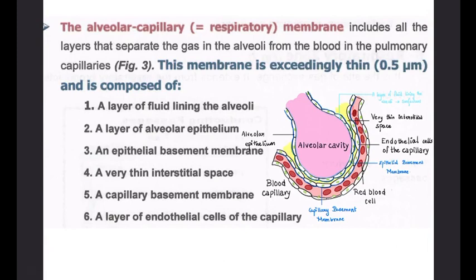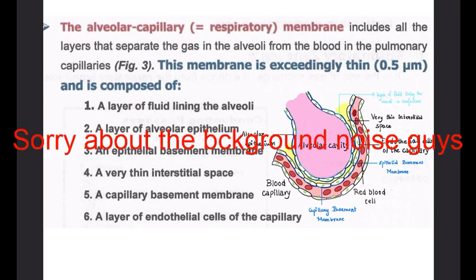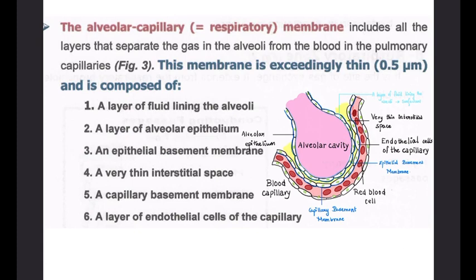The alveolar-capillary or the respiratory membrane. Okay, this is how the oxygen comes from the alveoli through the conducting zone, then enters the respiratory zone, enters the alveolar sacs, and then enters the blood. How? By passing these 6 layers. Okay, it is 6, but still it is exceedingly thin. It is only 0.5 micrometer. God is amazing. He made all these layers and still kept it 0.5 micrometers, so thin.